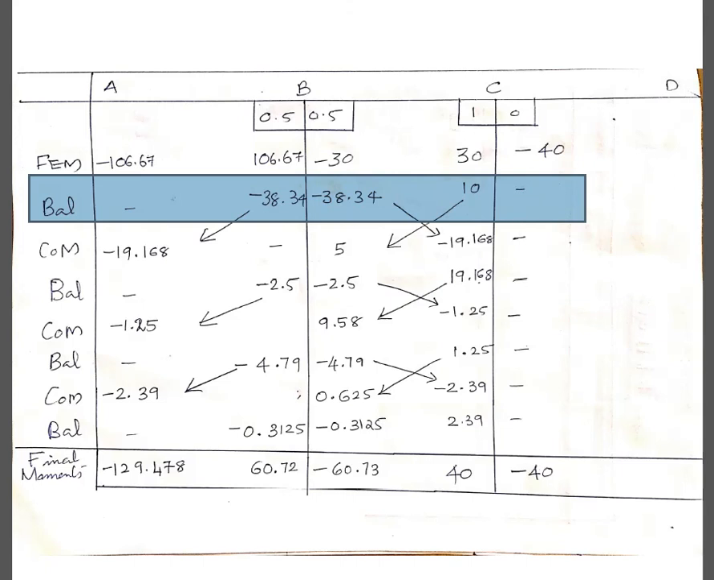So 30 minus 40 is equal to minus 10. So minus 10 into 1 into minus 1 is 10. So it is written here as 0 is the distribution factor for CD. There is no moment here.